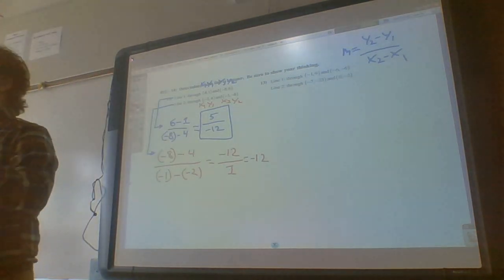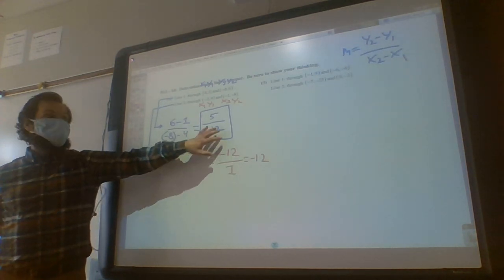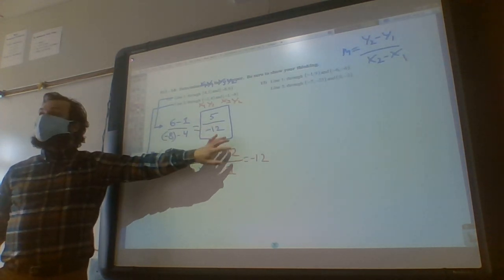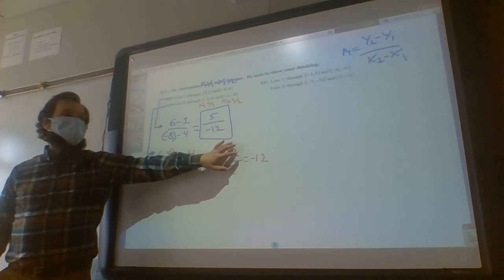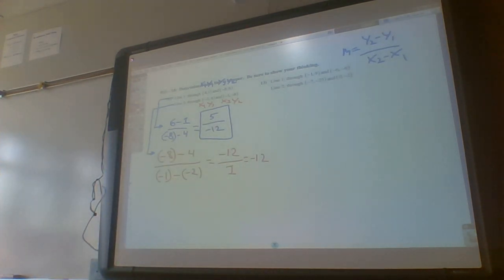Okay, so to finish this question, now we have to compare these two slopes. We have two numbers here. Does anyone have a thought about how we can decide which one is steeper? Or even an observation?